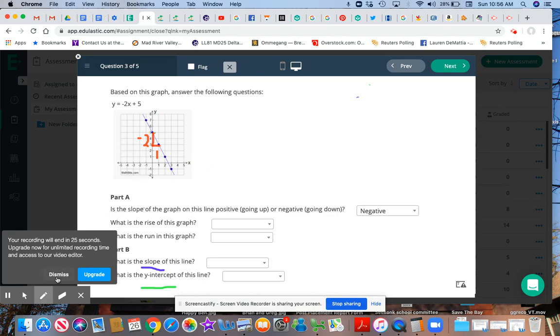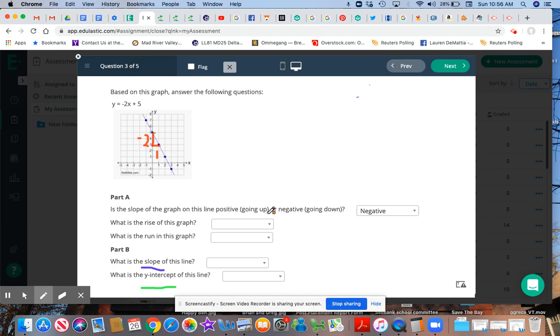All right. So this is going to be done soon. So I'm going to help you out with these two. And then you're on your own after that. So the rise is going to be negative 2. Sorry. And the run is going to be 1.